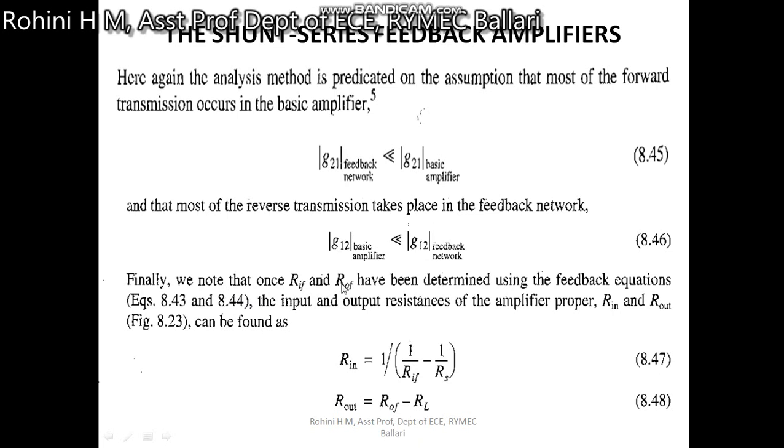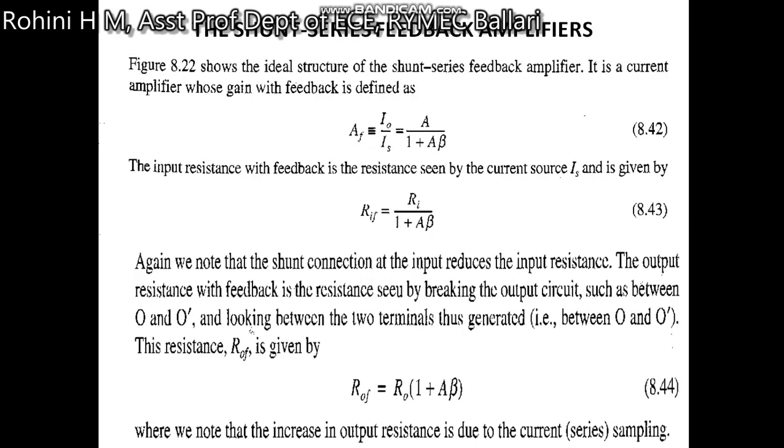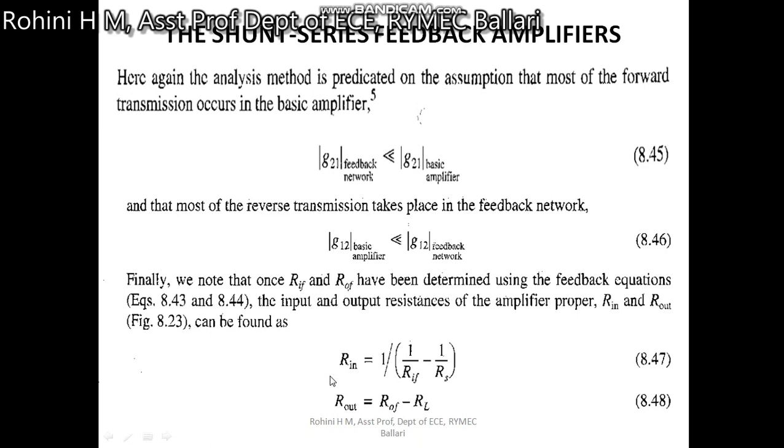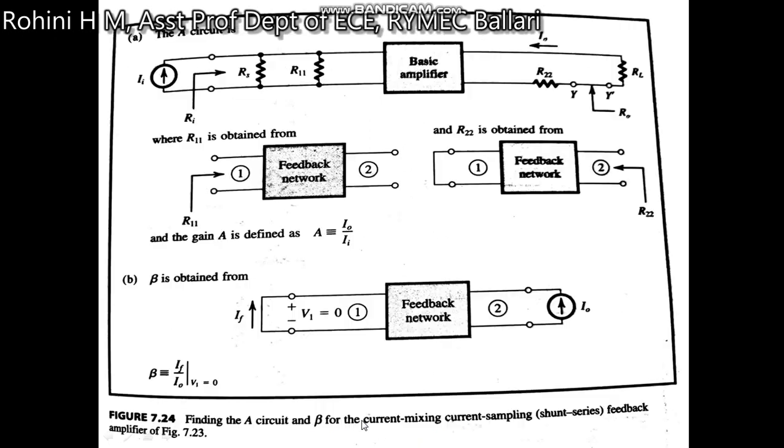So we know that RIF and ROF have been determined using the feedback equations. These are the feedback equations. RIF is found by this expression, ROF is found by this expression. The input and output resistance of the amplifier proper, Rin and Rout, are given by these two expressions. This is the expression for Rin and this is the expression for Rout. So this is how to find A and beta.